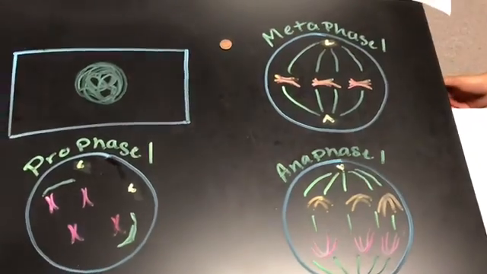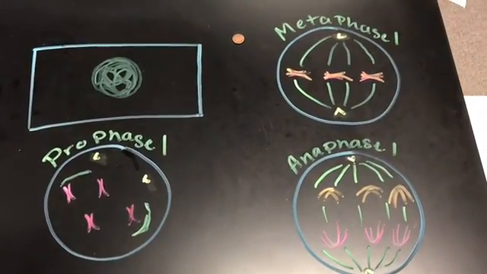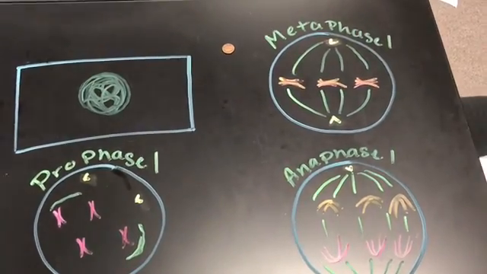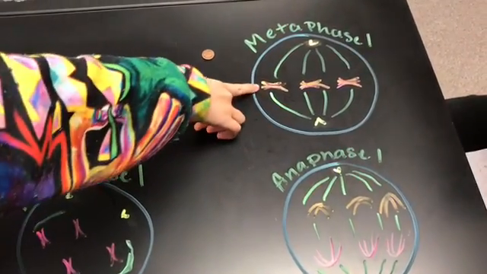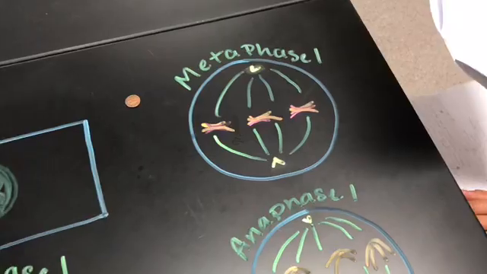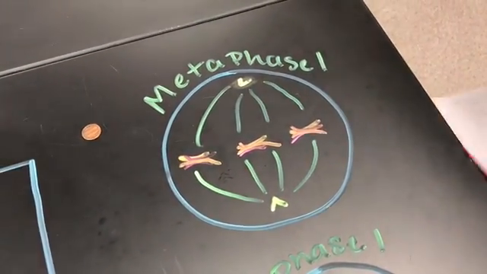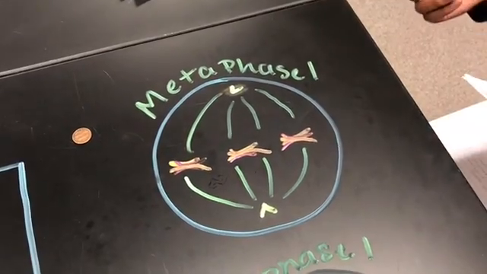During this process, it's called crossing over, which is basically genetic recombination. It's just swapping chromatids between each other.